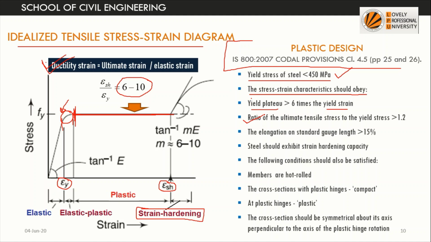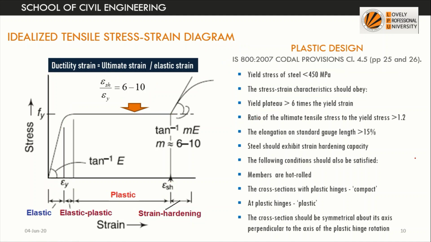The ratio of Fu to Fy, somewhere here will be the value for Fu. So the ratio of Fu by Fy should not be less than 1.2. Then elongation should be greater than 15%, and steel should be capable of exhibiting the strain hardening capacity. It should also follow these criteria. So these were the criteria of the stress strain.